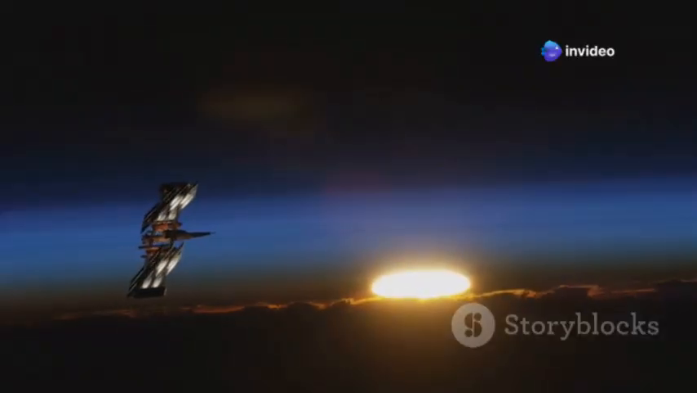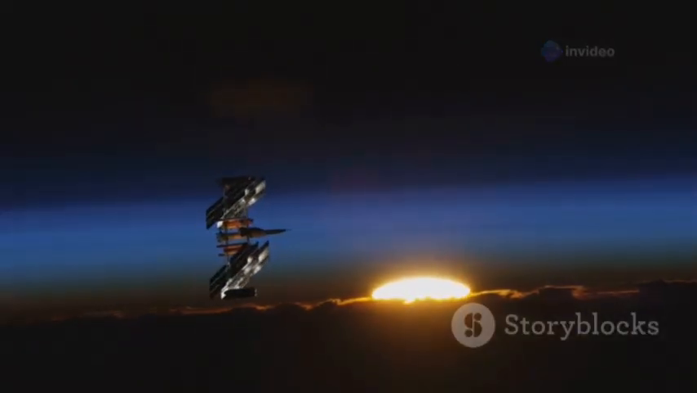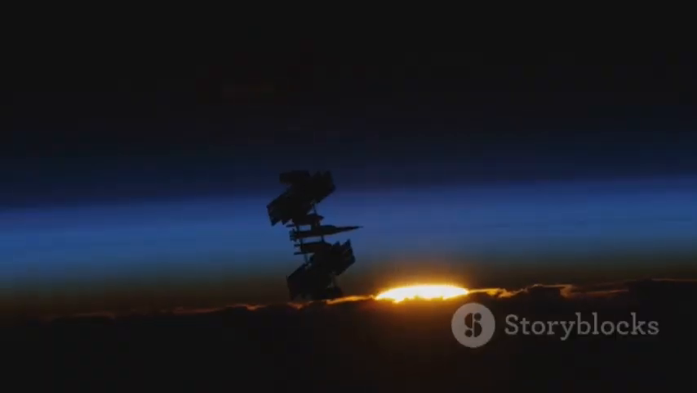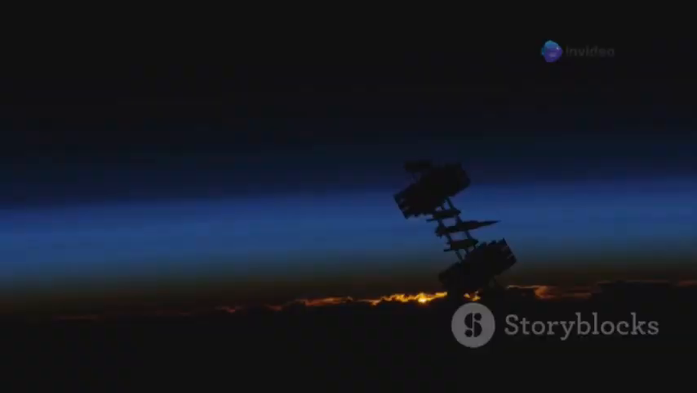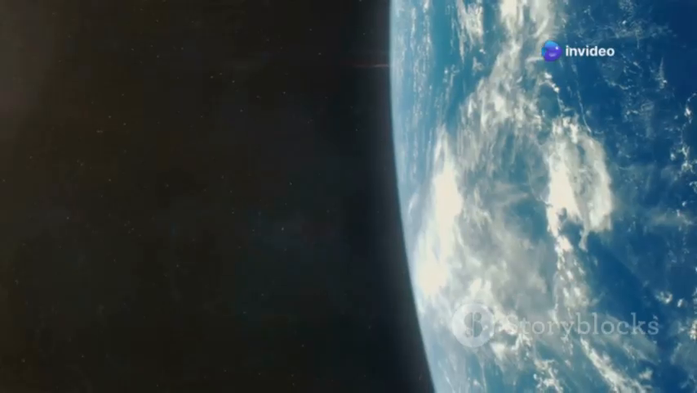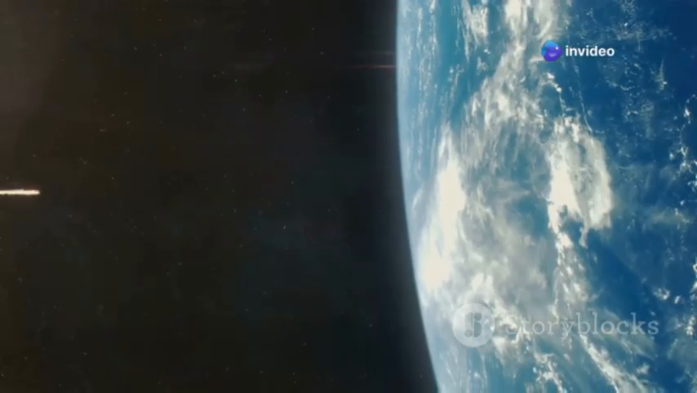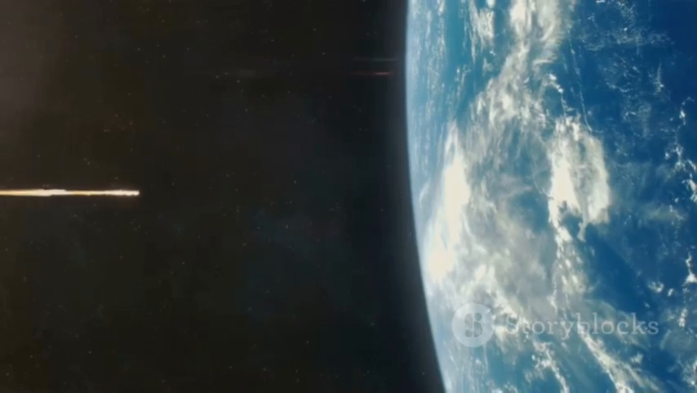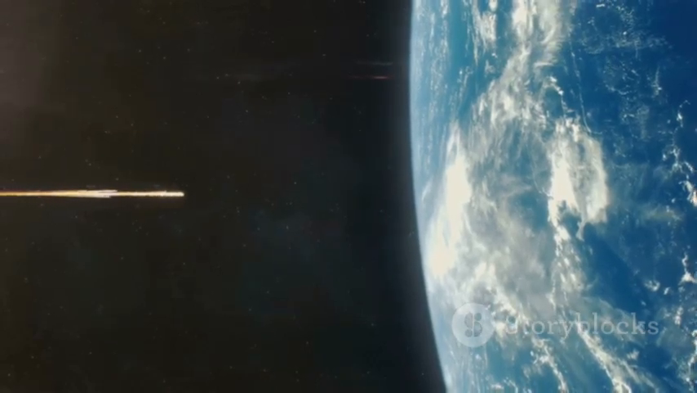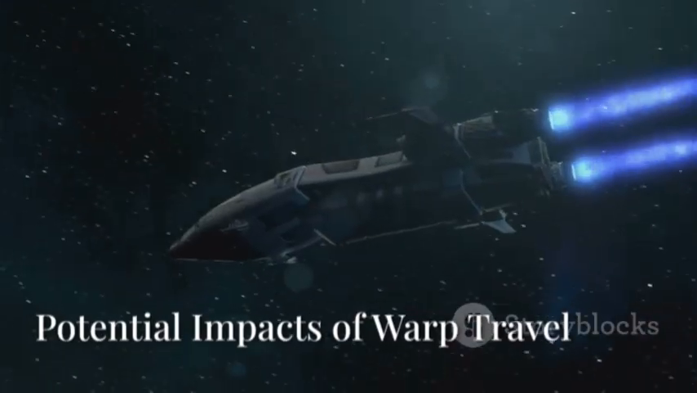The development of warp drive would necessitate a new era of international cooperation and a shared sense of responsibility for the ramifications of this technology. It is a responsibility that would require us to act not just as citizens of Earth, but as citizens of the cosmos, mindful of the potential consequences of our actions on a galactic scale.